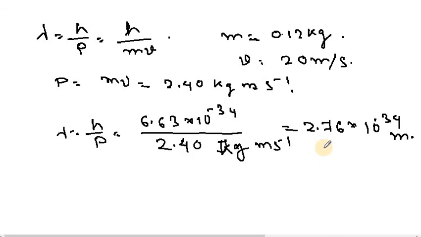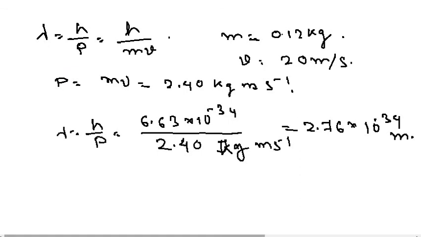This value of wavelength is so small that it is beyond any measurement, so we cannot observe any kind of wavelength. This is the main reason why macroscopic objects in our daily life do not show wave-like properties. This is the main reason behind that.